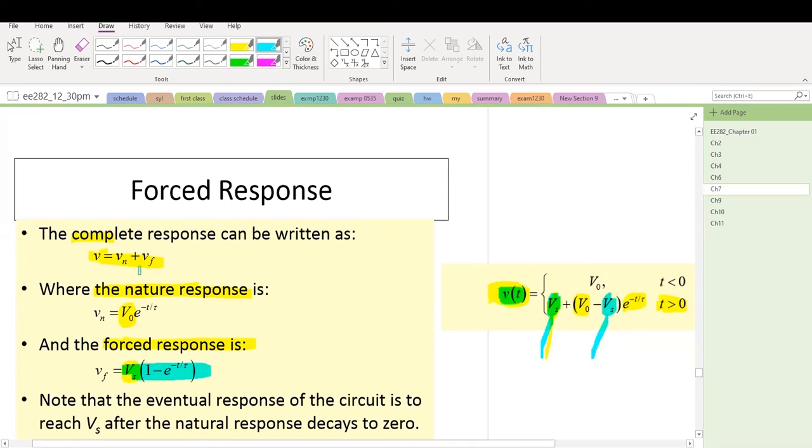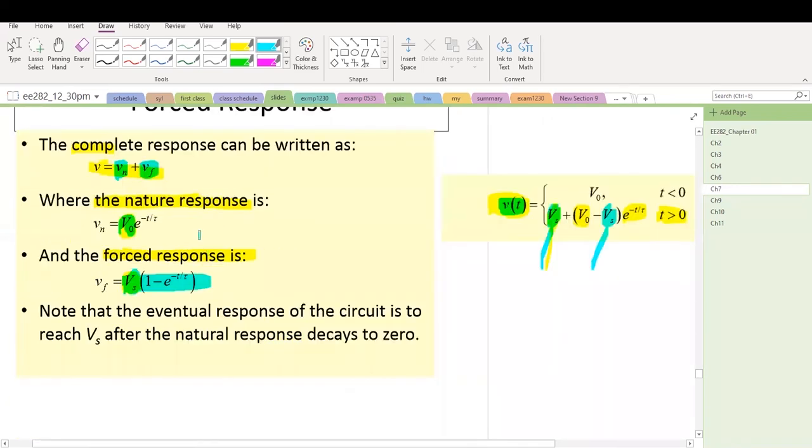So v of t is composed of two portions. One is the natural response, which is caused by the initial voltage. The second portion is caused by the independent voltage source vs. We know that the natural response is a source-free response. As time goes to infinity, this portion goes to 0.